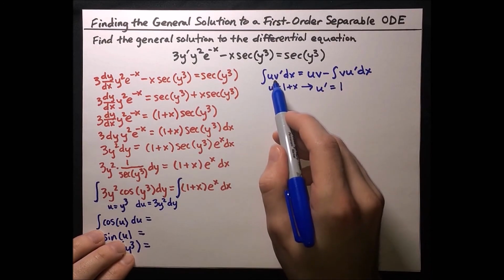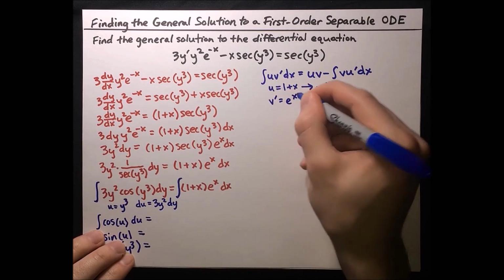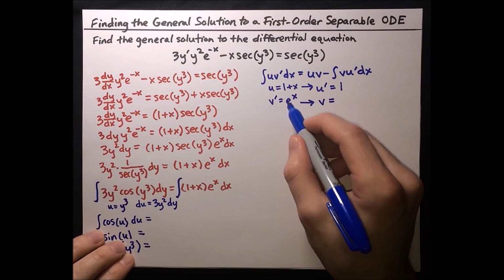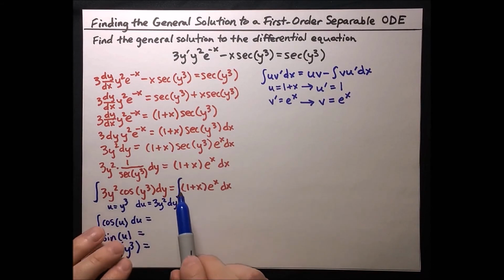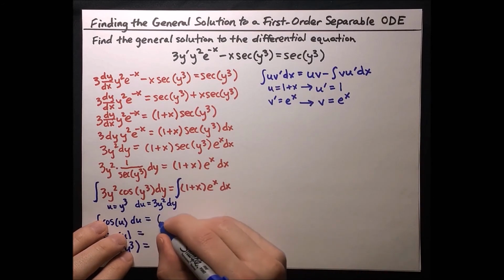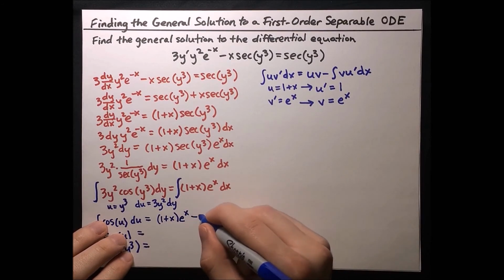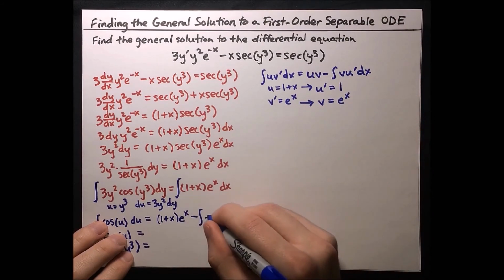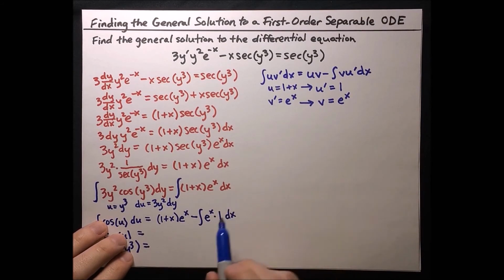And then that makes up our choice of v prime. That's just the other term, e to the x. So v prime equals e to the x. And then v is just the antiderivative of that. So v is just the antiderivative of e to the x, which is just e to the x again. Alright, so now we can re-express this integral as the right-hand side here, u times v, so 1 plus x times v, which is e to the x, minus the integral of v times u prime. v is e to the x, and u prime is just 1, so times 1 dx.